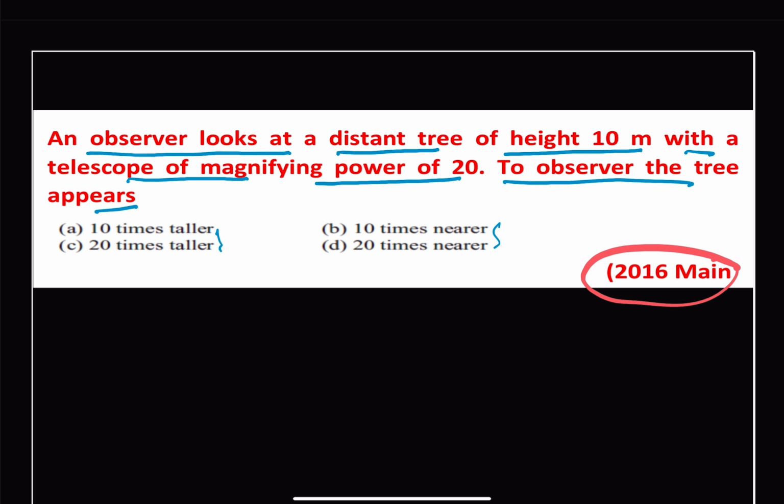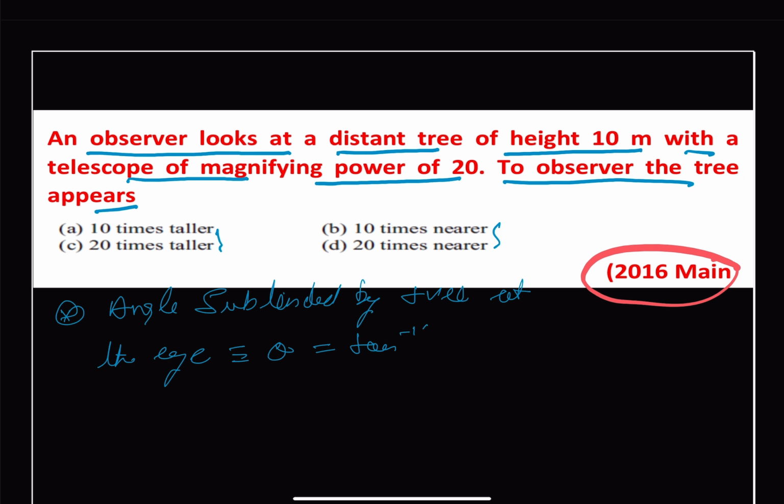And we are given that the height of the tree is 10 meter. Therefore, we can say that the angle subtended by the tree at the eye, let us suppose that is theta, and this theta will be equal to tan inverse of h upon d. And for small angles we can approximate that it will be equal to h upon d.